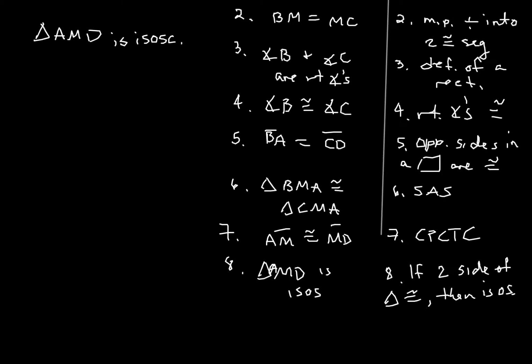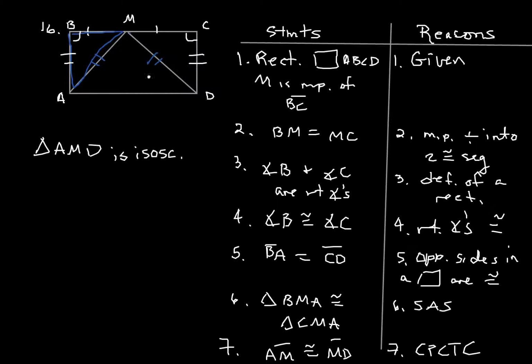All right, let's go up and show you what I did here. We proved that these two triangles, this guy and this guy, are congruent by side, angle, side. We're given, this is because of the midpoint, this is because opposite sides in a rectangle are congruent. These are right angles because it's a rectangle, so right angles are congruent. The triangles are congruent. So if the triangles are congruent, then these are congruent. And if these are congruent, then this triangle is isosceles.